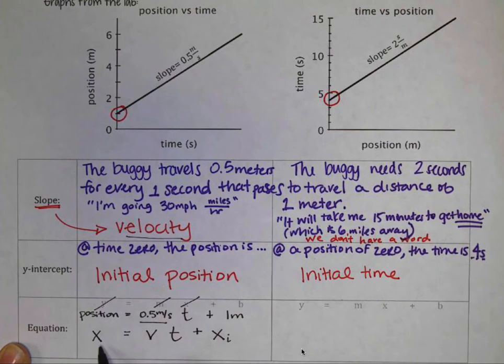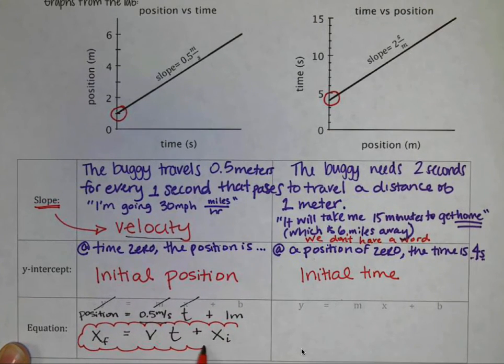And the position over on the other side is really considered to be the position at any time you're talking about, but the final position at that time. So we can call it x sub f. This is an equation you can use for anything that is traveling at a constant velocity. We can try this on the other side.